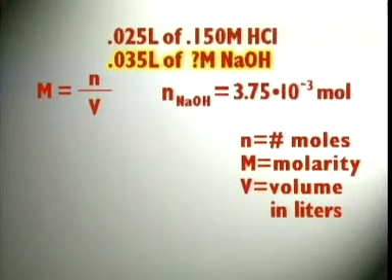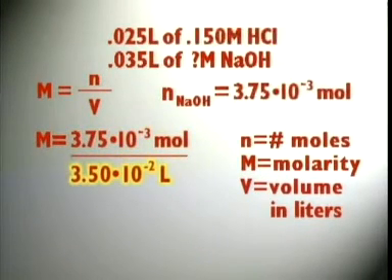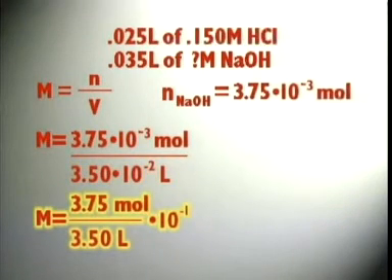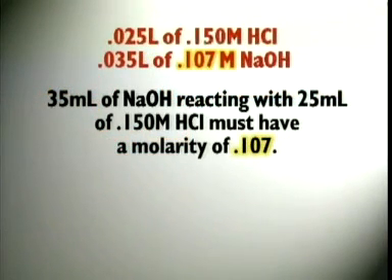Now we have enough info to find the concentration of the unknown NaOH solution. Use the molarity or concentration formula. Molarity equals the number of moles divided by the volume. In this case, that's 3.75 times 10 to the negative 3 moles divided by the volume, which we've also written using scientific notation: 3.50 times 10 to the negative 2 liters. Cancel it down to 3.75 moles over 3.50 liters times 10 to the negative 1. Our answer is 0.107. That means that 35 milliliters of NaOH solution reacting with 25 milliliters of 0.15 molar HCl solution must have a molar concentration, or molarity, of 0.107.